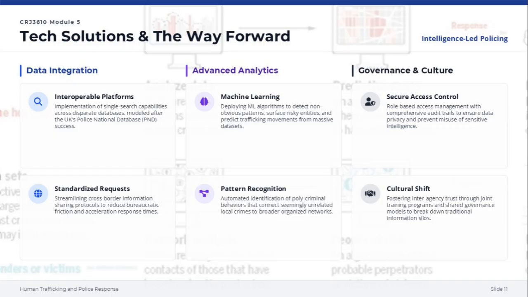However, technological tools must be accompanied by cultural change, including interagency trust and joint training. Effective governance ensures accountability and privacy protection. By combining advanced analytics with collaboration, law enforcement can shift from reactive casework to proactive disruption of trafficking networks, improving victim identification and reducing opportunities for organized exploitation to flourish.